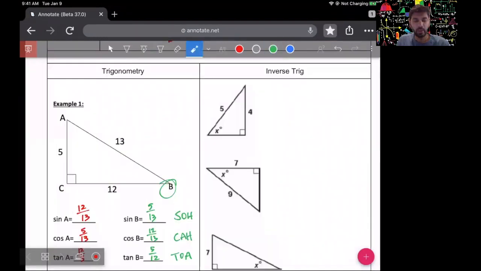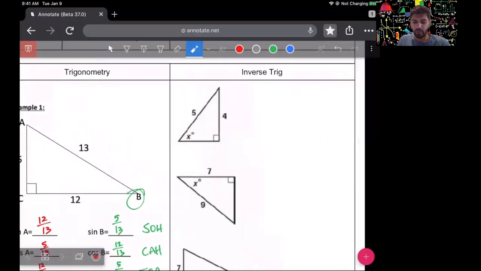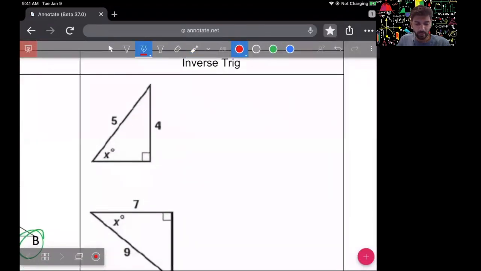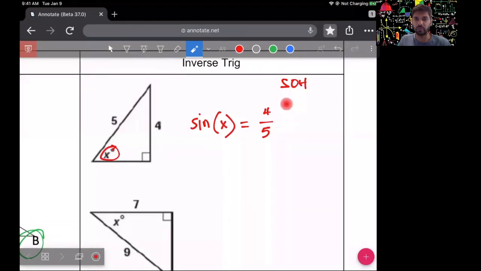There you go. Now let's look at this right column. It's called inverse trig. It's kind of the opposite of this one right here. I use inverse trig to figure out what the angle itself is if I don't know it. Right here, I've got this angle down here, and I see that I have opposite and the hypotenuse. So for this one, I have OH. That's going to be sine. So I've got sine of x equals 4 over 5. Opposite over hypotenuse, 4 over 5.